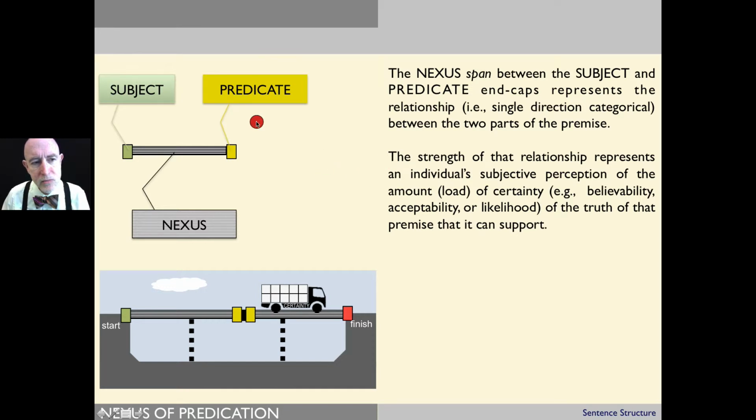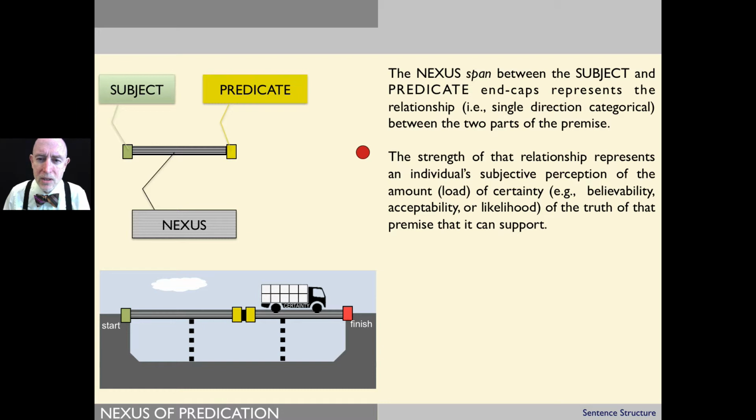Now, we've got the subject and the predicate, but we also have the span between those two. And we'll call that the nexus. Here we go. The nexus. The nexus span between the subject and predicate end caps represents the relationship between the two parts of the premise.